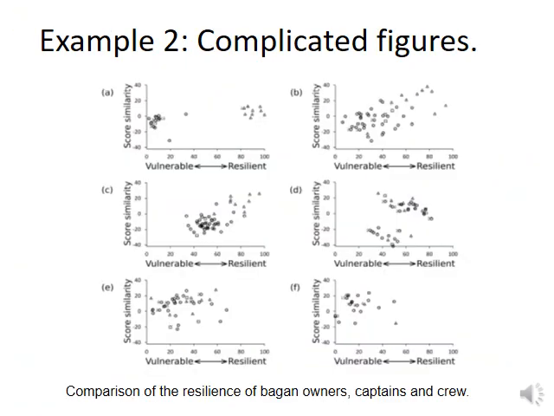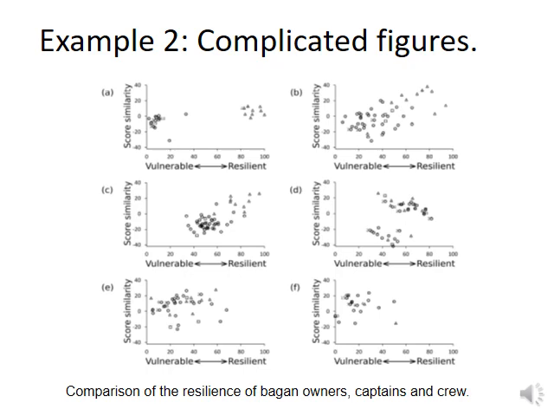Here's another example where a point-by-point comparison would be most useful. This is a figure actually from one of my research papers. I was conducting research in fishing communities about how resilient or vulnerable bagan owners, pemilik bagan, Captain Bagan, and ABK crew are to poverty. And I looked at 6 different areas: financial, human, and social capital.